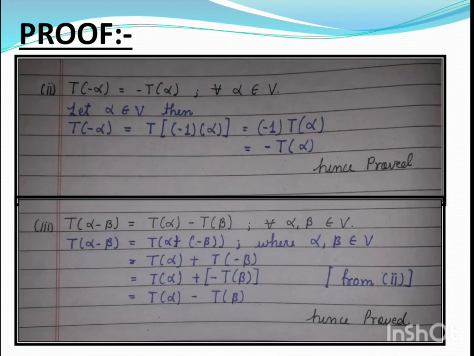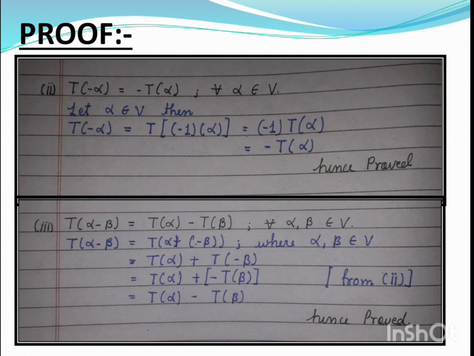Now here is the second formula. T of minus alpha is equal to minus T of alpha for every alpha belonging to V, where V is a vector space. Let alpha belong to V, then T of minus alpha can be written as T of minus 1 into alpha. We can take out the minus 1, which gives minus 1 times T of alpha. Now as the 1 is not written, it will be minus T of alpha. Now our second formula is also proved.